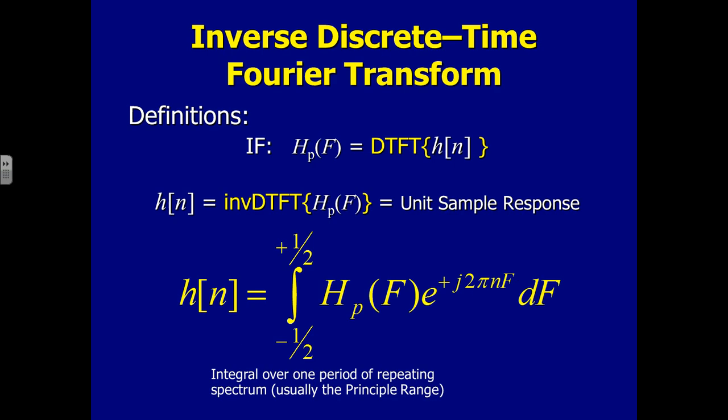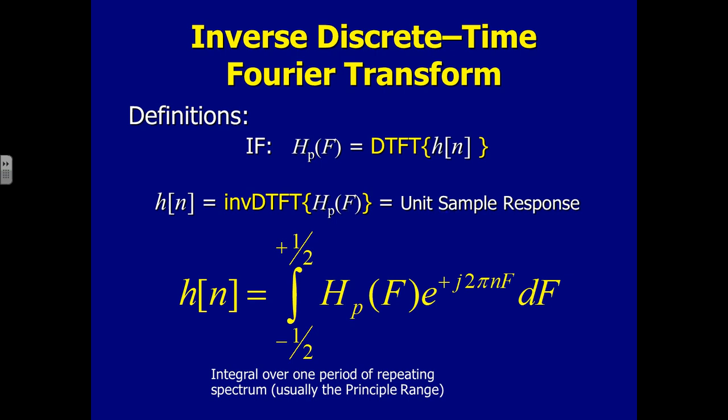Now sometimes we need to go the other way. We want to go from a frequency response and recover from that the unit sample response of the system, or we want to go from a frequency spectrum of a signal and recover the signal itself. For that, we would need an inverse discrete time Fourier transform, and that's given by this equation here. If you have the frequency response of a system, Hp of f, where the little p is a subscript that we use to remind ourselves it's a periodic function, and it's a function of the continuous variable f.